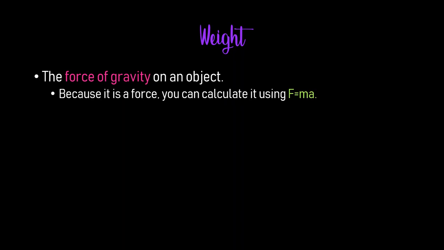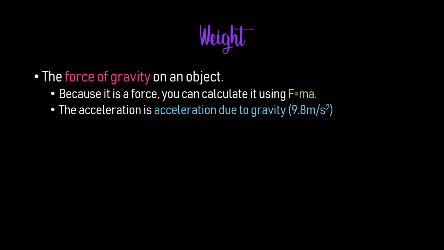Weight is also a force. So weight also takes advantage of Newton's second law's equation. Weight is actually the force of gravity on an object. Because it's a force, we can calculate it using F equals ma. The acceleration is always the acceleration due to gravity. So the a is always the same number as long as we're talking about the weight of something on Earth.